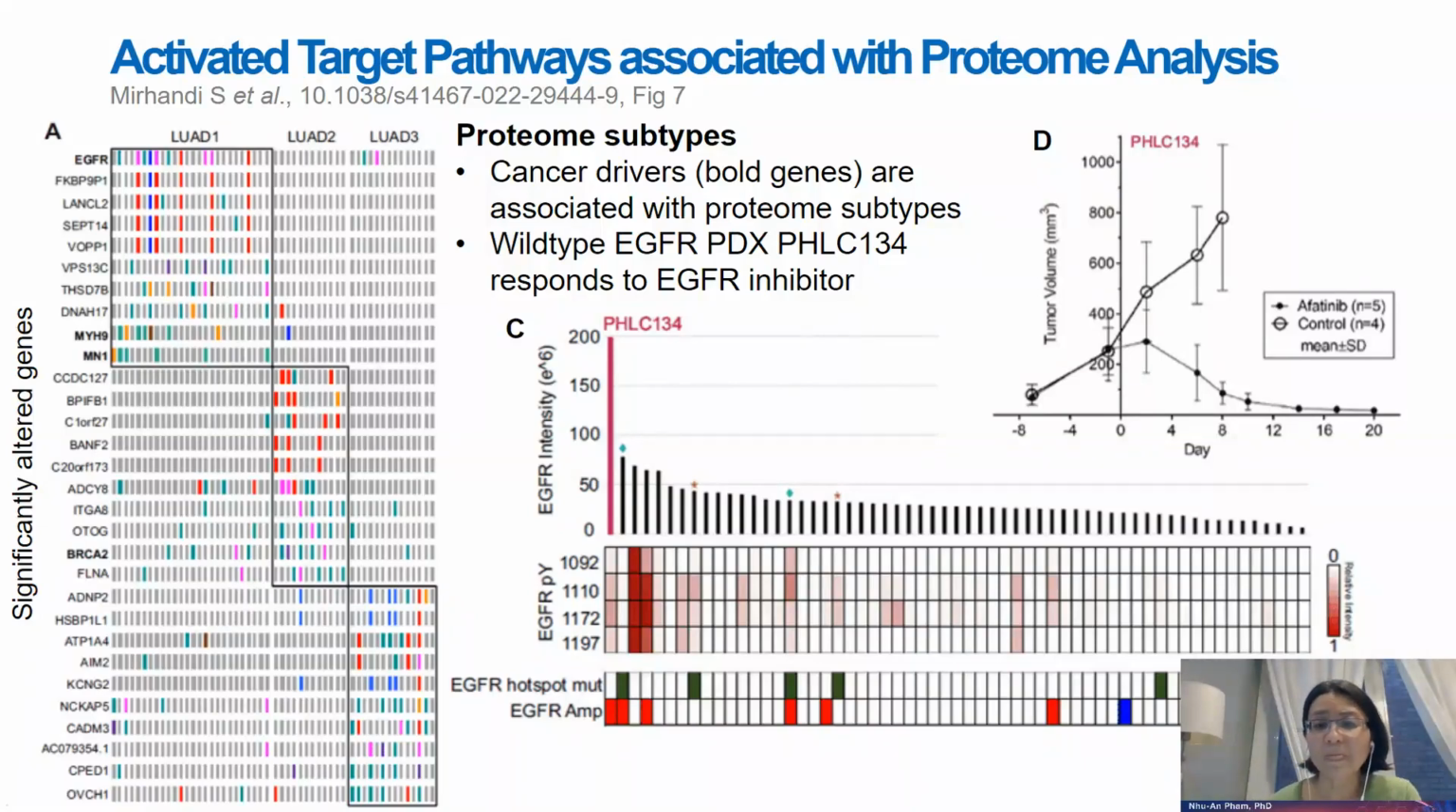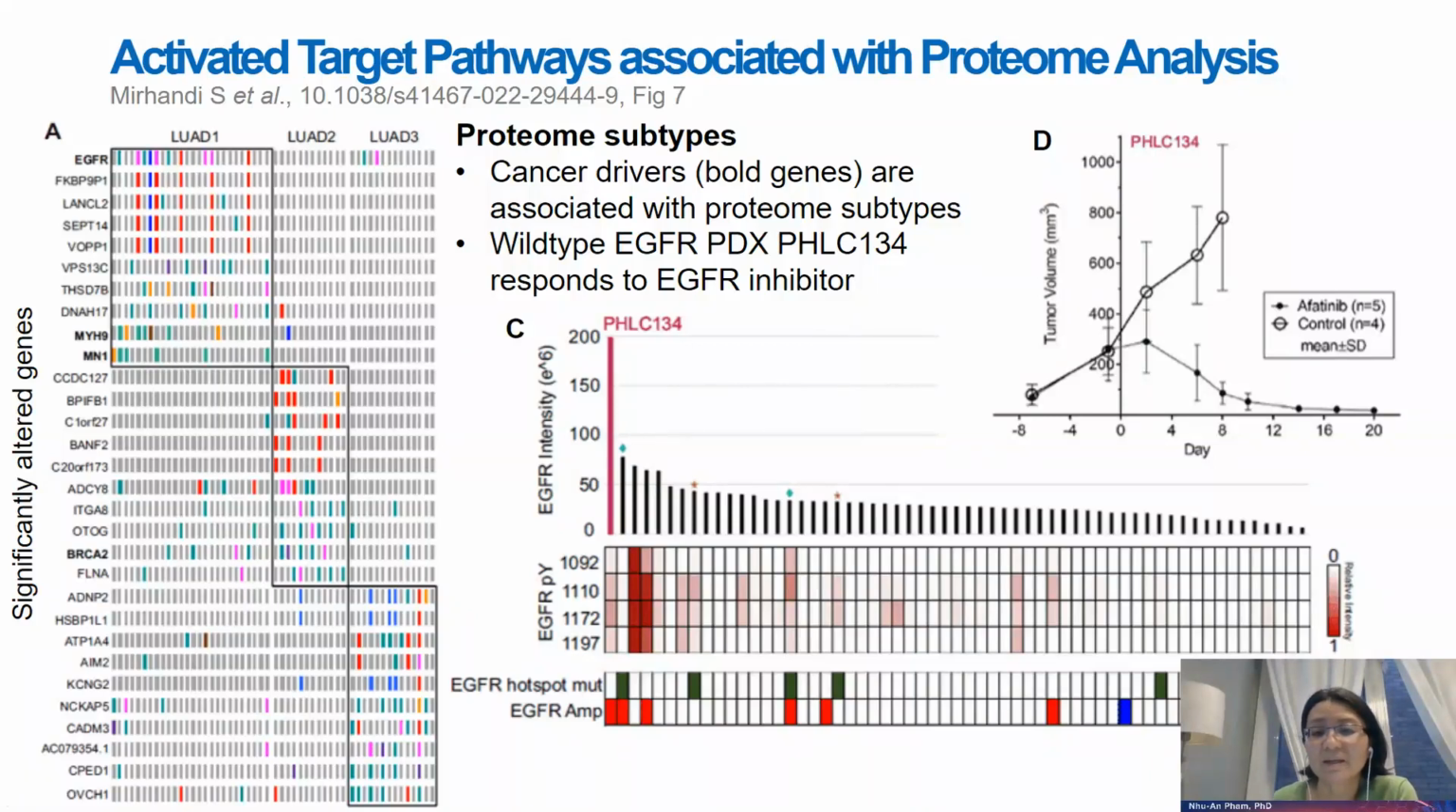Interestingly, what do these proteotypes tell us in terms of drug response? We had an independent study where having the proteotypes helped us to understand better why there was drug response. We had a model called PHLC 134, and we did a pan-tyrosine kinase drug screen. And here in panel D, you can see some effect. It responded really well to EGFR kinase inhibitor, and we were curious as to why, because it didn't have the activating mutations.